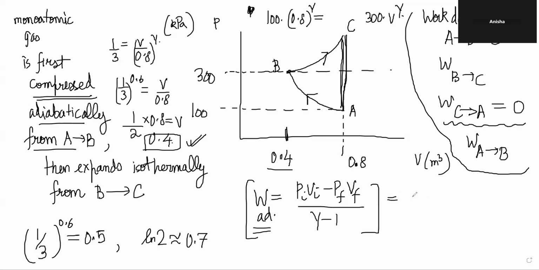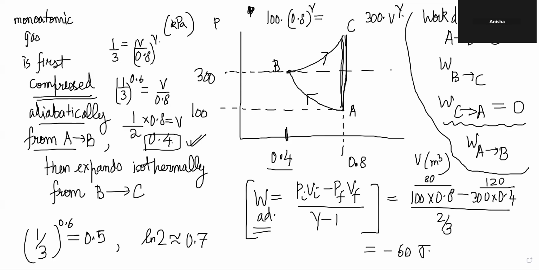So now we will do it here. It is Pi Vi, so Pi is 100 in kPa and 0.8, minus Pf Vf, 300 into 0.4, right? Yes, sir. By gamma minus 1, so 5 by 3 minus 1, so 2 by 3, right? This is 80 and this is 120. So the answer is coming negative, which makes sense. That means the formula is right. So minus 40 by 2 by 3, which is minus 60, right? Yes, sir.